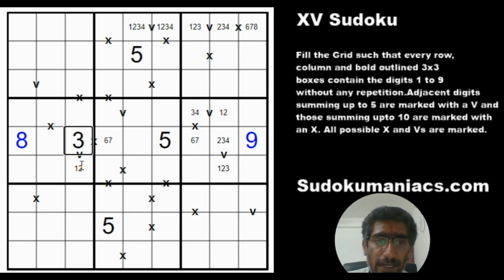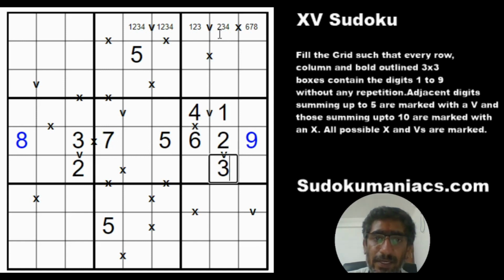As this is a 3, this becomes a 2, this is my 7, 6, 4, 1, 2, and a 3. And with this 1, 2, 3, I know for sure 4, 1, 6. And suddenly the puzzle has opened up just like that.